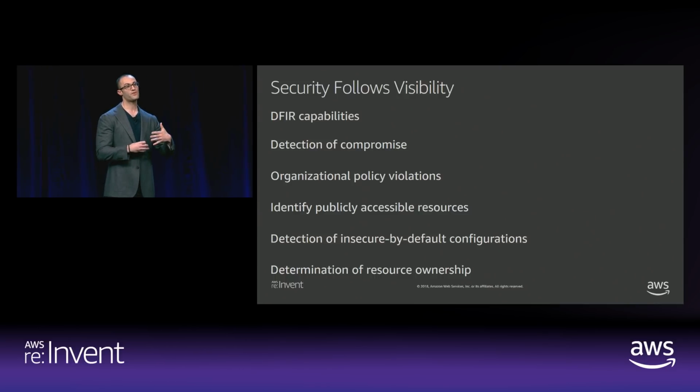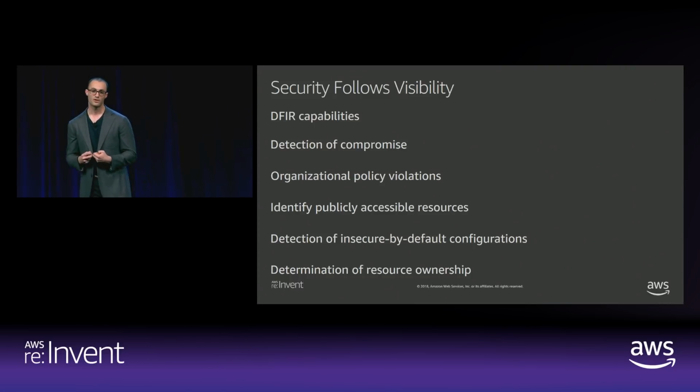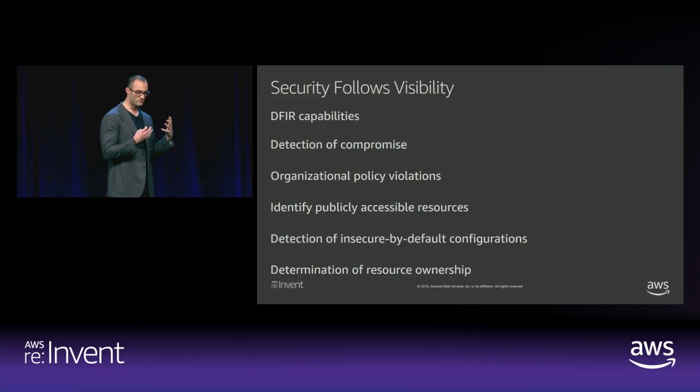You also want to determine if you have publicly accessible resources. Sometimes it's OK to have a public S3 bucket. Other times it's not. You want to have inventory of which ones are public and which ones aren't. You also want to know if you have any tooling that is creating insecure by default configuration of resources. For example, do you have tools that are provisioning S3 buckets to be public by default? If so, you'll want to fix that immediately. You also want to determine the resource ownership of the assets in your infrastructure. Who created them? Why?